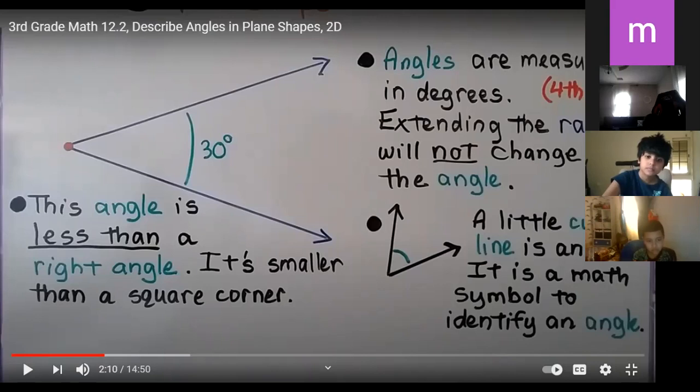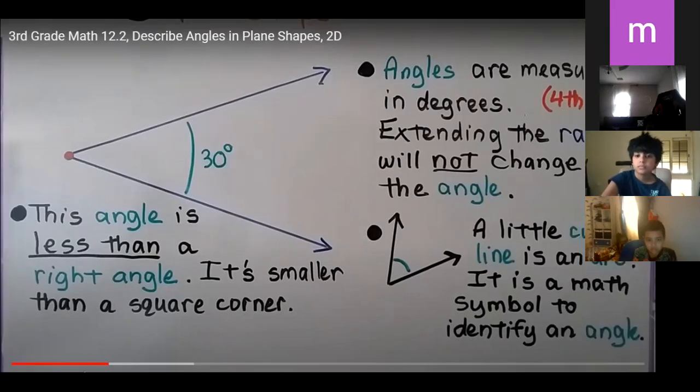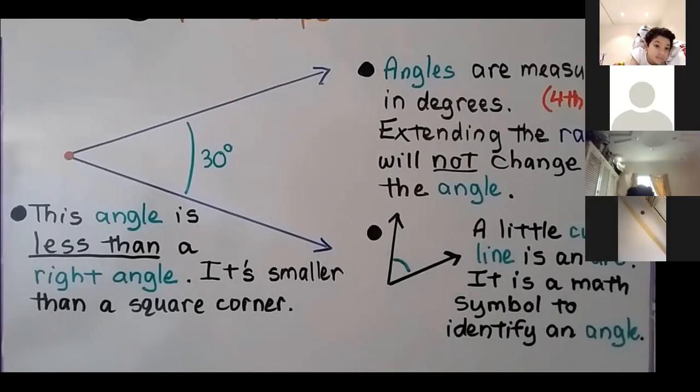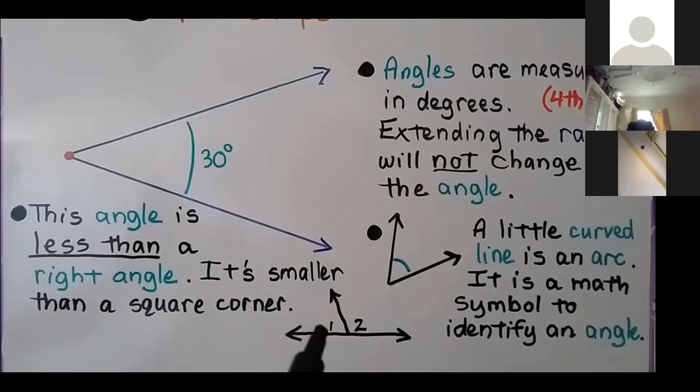Listen. Sometimes an angle will be identified with a letter of the alphabet or a number like 1, 2, 3, 4. You'll see little numbers inside the angle. That would be angle 1 and that would be angle 2. And you'll learn about that more as you get into the higher grades.